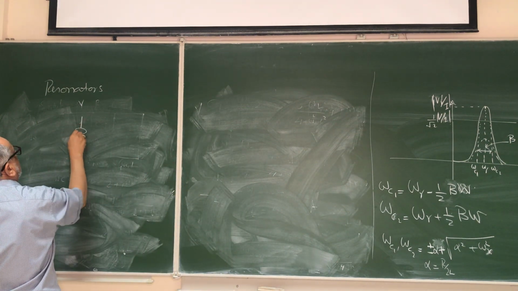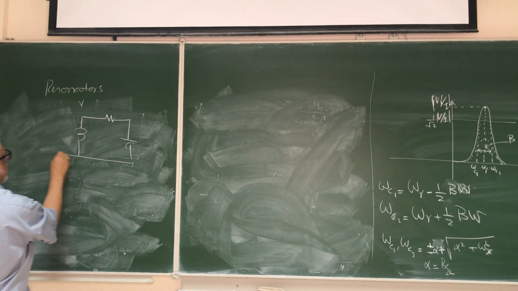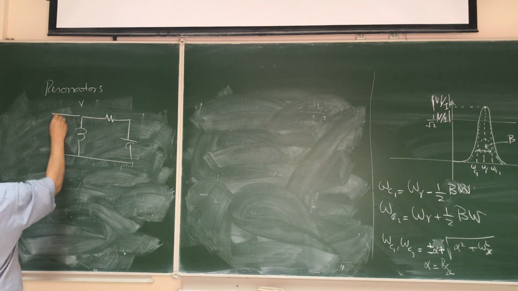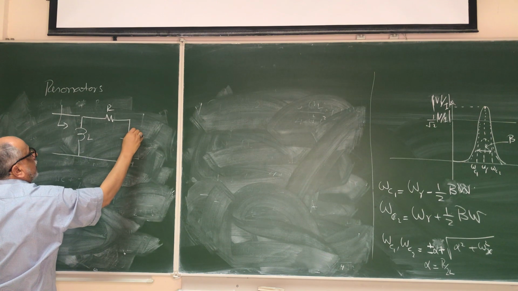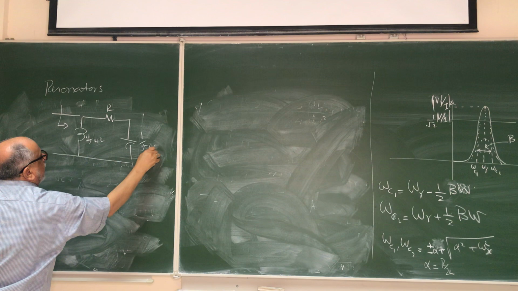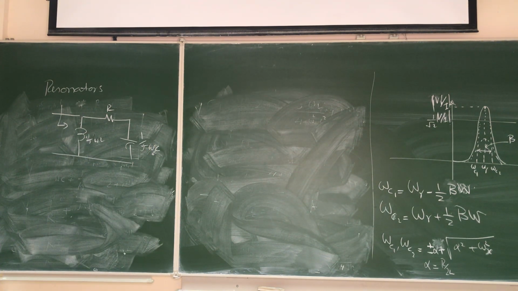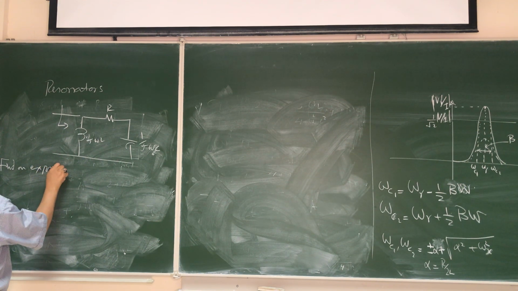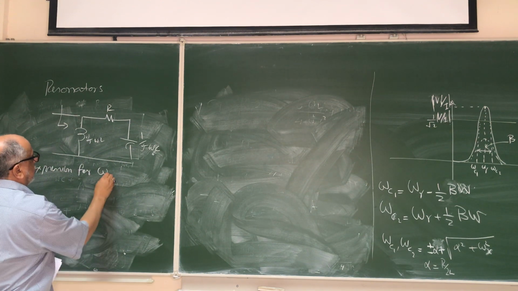Let's assume we have the following circuit, with j omega L, 1 over j omega C, and R. We want to find the resonance frequency for this. Find an expression for omega naught, which is the resonance frequency.